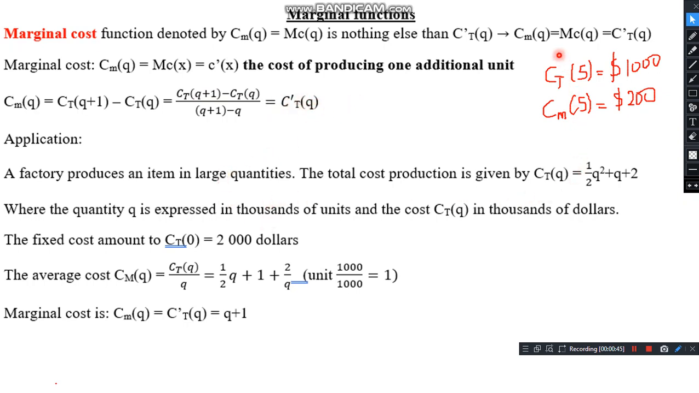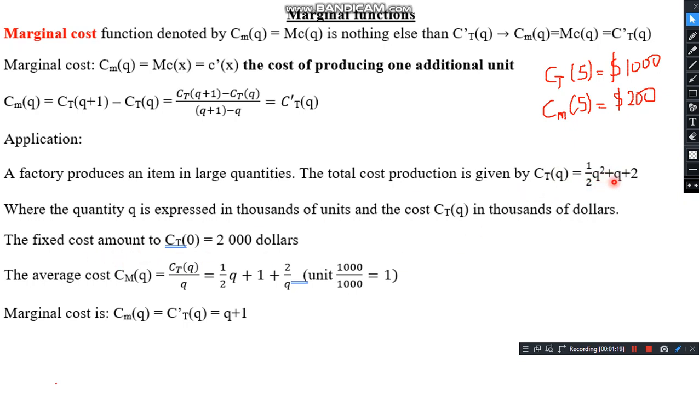First of all, let's see the difference between total cost of 5 and marginal cost of 5. Suppose in the problem total cost of 5 is $1,000. It means the cost of the whole five products altogether. I have 5 items, all together they cost $1,000. However, if CM of 5 is $200, it means the cost of producing the 6th unit, only the 6th unit, is $200.